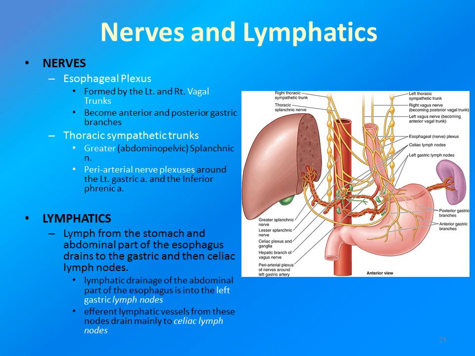The esophagus receives both a parasympathetic and a sympathetic nerve supply. The parasympathetic supply is derived from an esophageal plexus to which the left and right vagal trunks contribute.